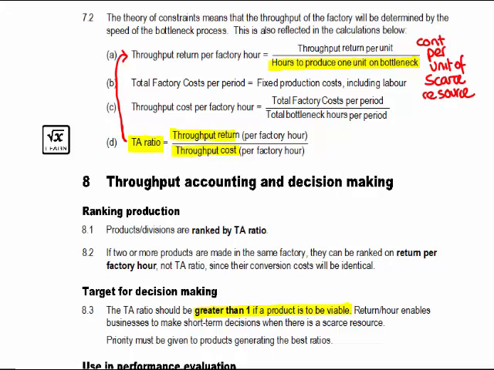Now, the third formula there is the bottom part of the formula. So the throughput cost per factory hour, again, is the total factory cost per period divided by the total bottleneck hours per period. So we're going to here get a cost per bottleneck hour. And that total cost per period is the total of your fixed production costs and your labour costs.